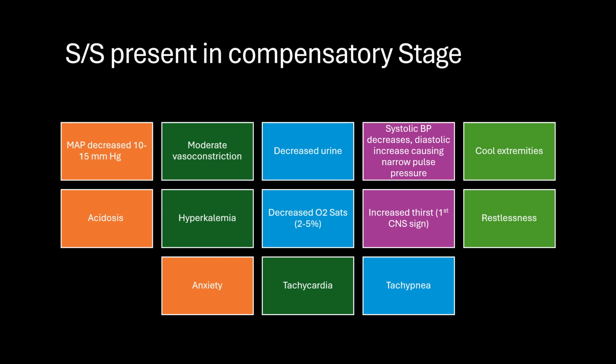So what do we have? The MAP decreases by 10 to 15. Moderate vasoconstriction, decreased urinary output, changes to our blood pressure, acidosis. This is also the time where you start noticing hyperkalemia. You know, hyperkalemia, we've talked about that already, can lead to the cardiac dysrhythmias. Oxygen saturations are going to start to fall at this time.